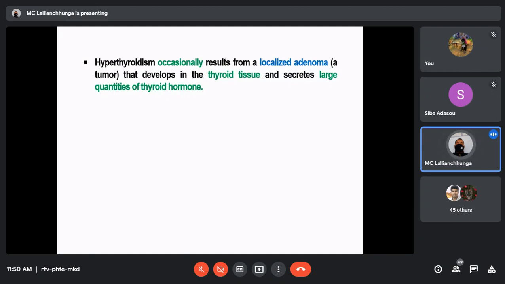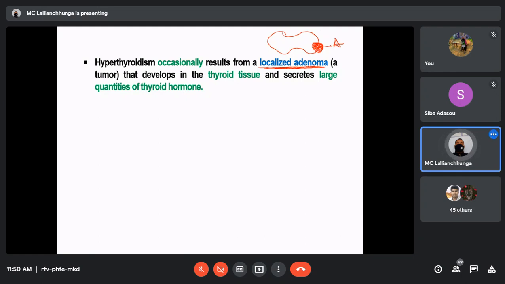Occasionally another cause of hyperthyroidism may be localized adenoma of the thyroid gland. Suppose this is a thyroid gland, the H-shaped thyroid gland. So suppose there is a localized adenoma. A tumor is induced here, a tumor of a localized area of the thyroid gland. Let's say this is the adenoma. It is not autoimmunity. The first cause is autoimmunity, and this one may be a localized adenoma.